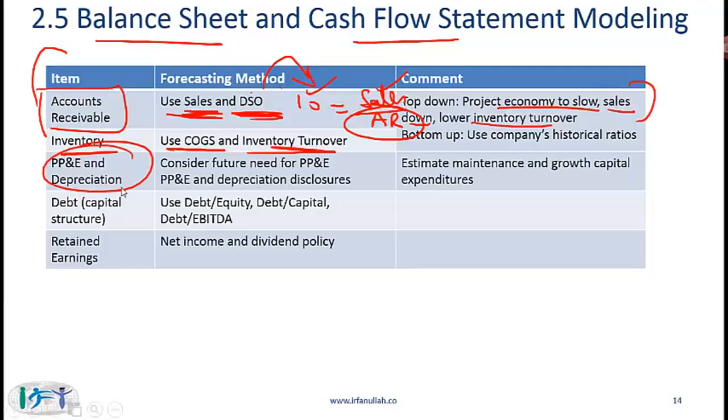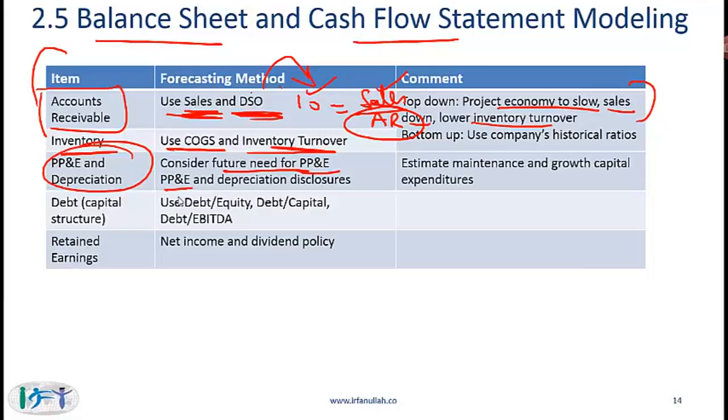What about property, plant and equipment and depreciation? Will you use this as a percentage of sales? Some analysts do that, but the better thing to do is to consider the future need for property, plant and equipment. If you recall from level 1 and level 2, there will be disclosures that will show you what is the depreciation expense, what is the total life, and you can figure out how much more useful life your property, plant and equipment has. And that can be used to predict or forecast capital expenditures.